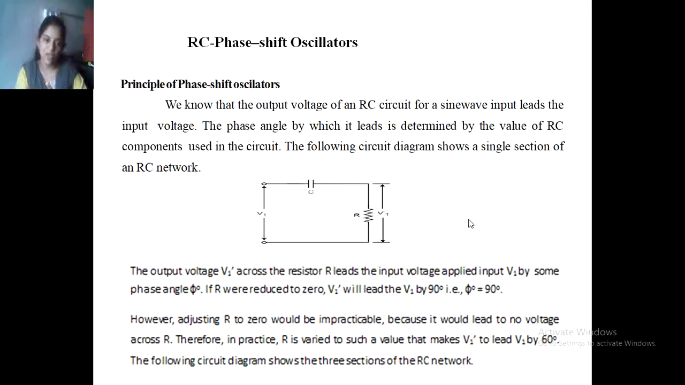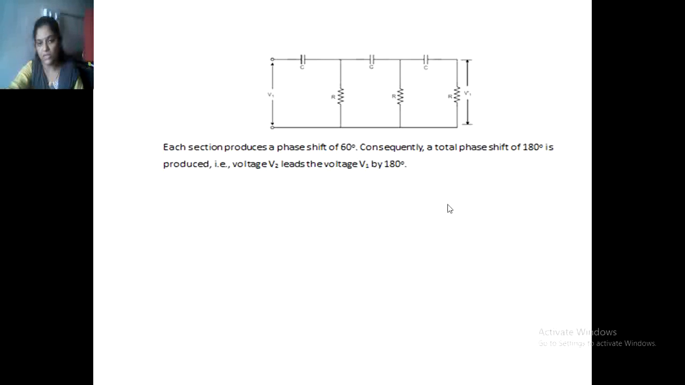However, adjusting R to 0 would be impracticable because it would lead to no voltage across R. Therefore, in practice, R is varied to such a value that makes V1' lead V1 by 60 degrees. So let us see the following RC network.